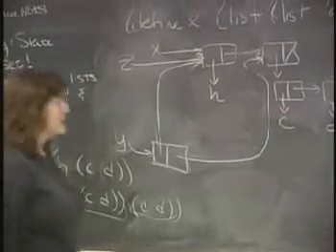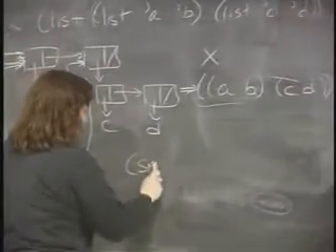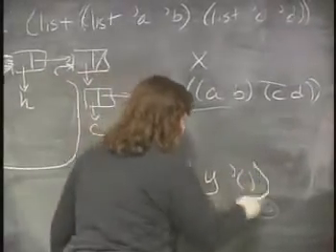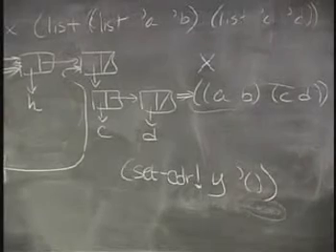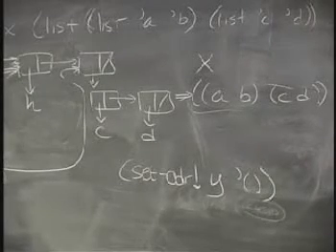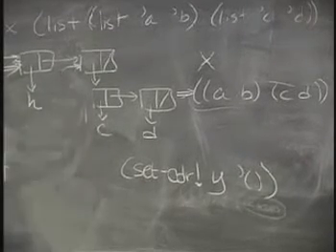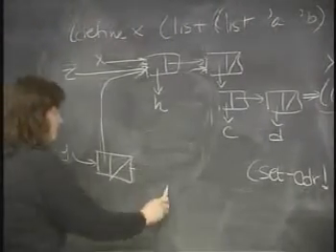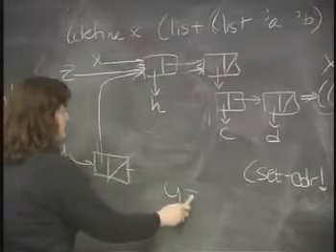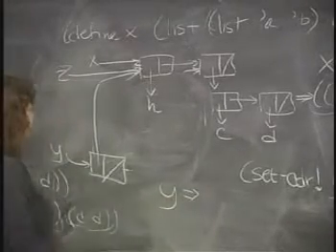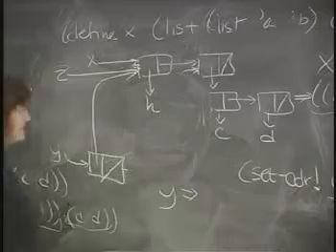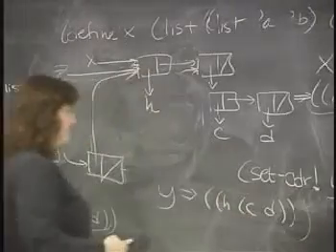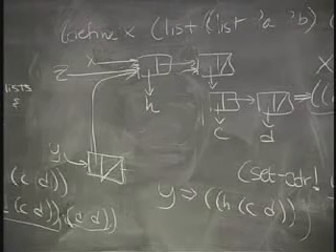set-cdr! works the same as set-car!. What if I now set-cdr! of y to nil? Whack. What's y now? Right, it's the list x. Okay, so that's y now.